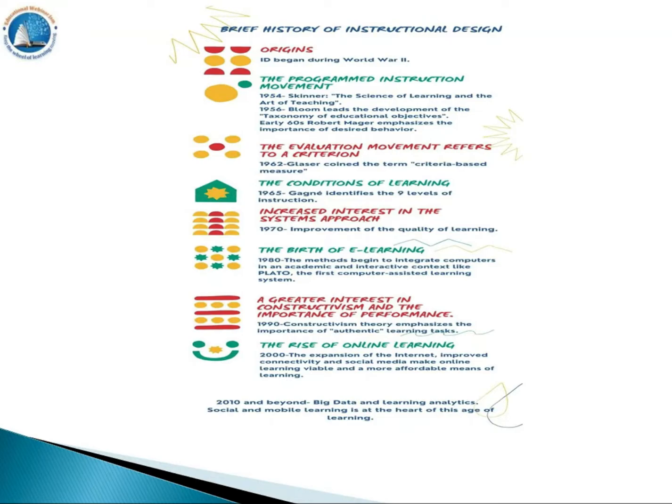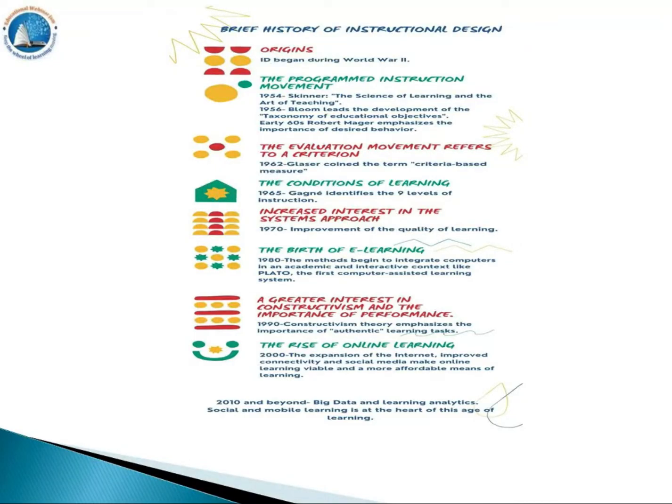In the early 60s, Robert Mager emphasized the importance of desired behavior and the assessment of conditioned learning in the writing of learning objectives. The evaluation movement refers to criterion. In 1962, Glaser coined the term criterion-referenced measure to assess entry behavior and subsequent proficiency after the learning process. The conditions of learning: in 1965, Gagné identified the nine events of instruction, highlighting some areas of special importance in the learning hierarchy and subsequent hierarchical analysis.